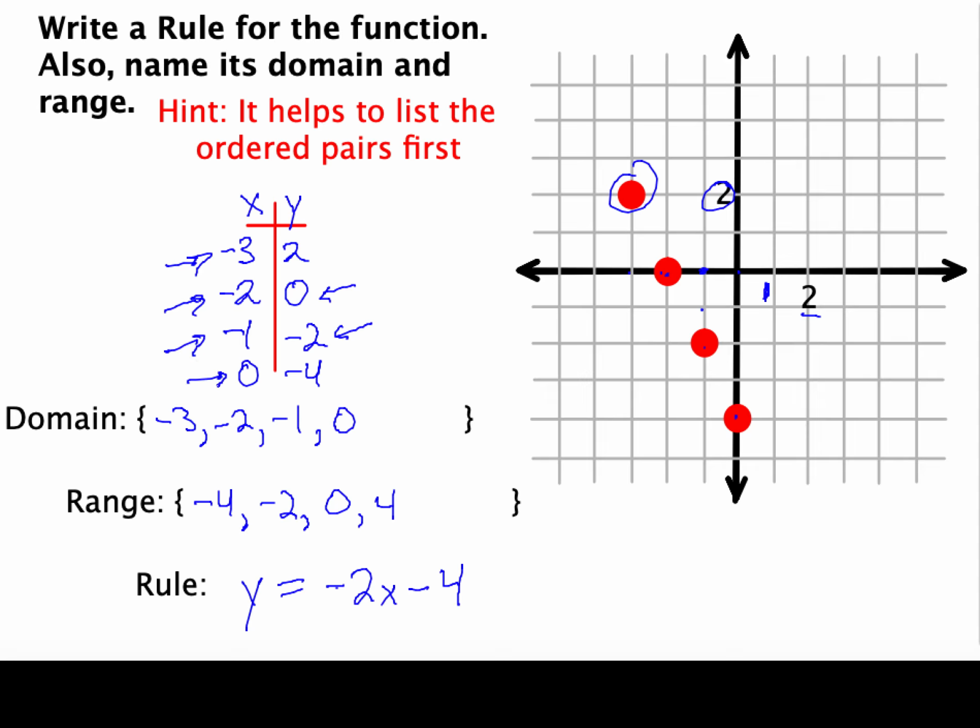In fact, let's start at the bottom of the list. 0 times -2 would have been 0. 0 minus 4 is -4, which is exactly what we wanted. Let's go back to the beginning. -3 times -2 would have been 6, minus 4 would be 2. So that seems to work. Looks to me like we've got an answer down here.